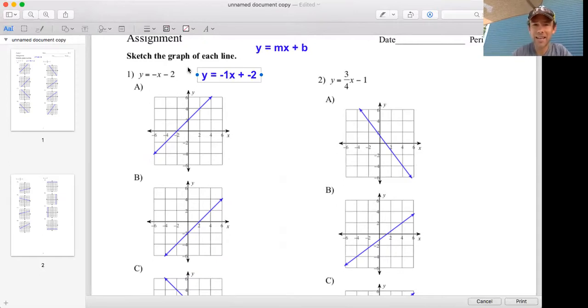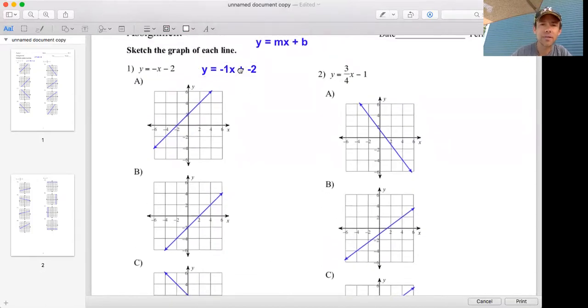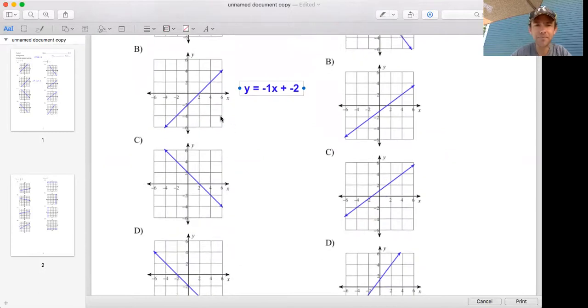So it's definitely not A, because A is going uphill, and it's got the wrong y-intercept. Let's look at B. B starts at the right spot. It has the right y-intercept, but it's going uphill, so it's not a negative slope. A negative slope implies that when x changes by 1, y goes down by 1. Whereas this one looks like when it changes by 1, it goes up by 1. So we have to ditch B.